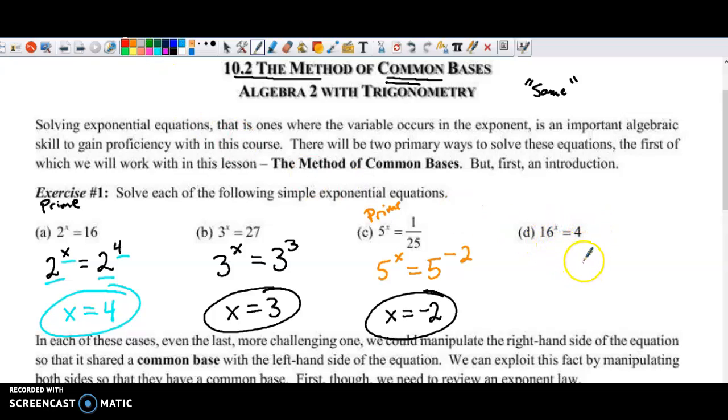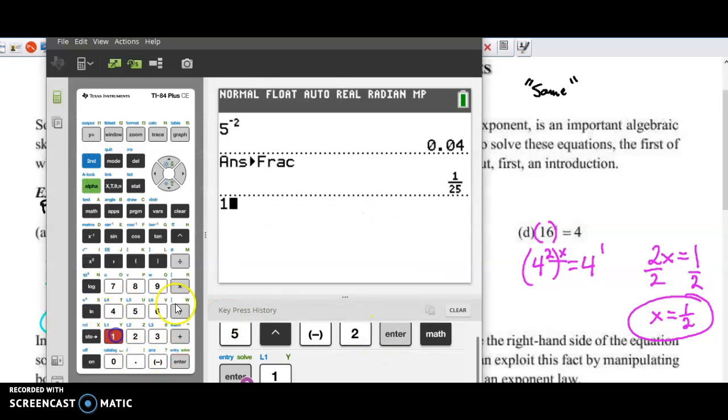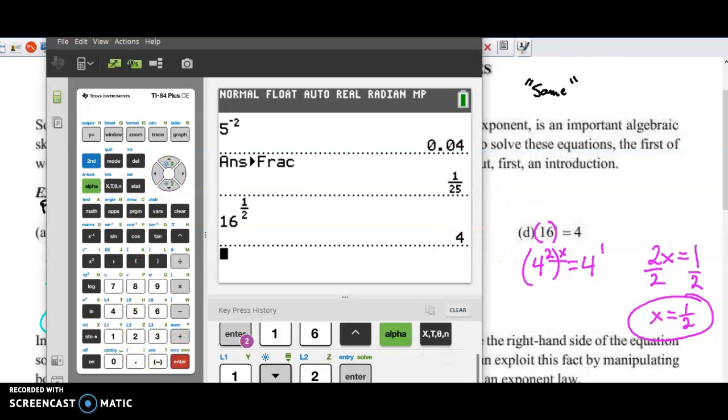Now, 4 is not a prime number, but I'm going to leave it as 4 to the first, because I know that 16 is the same thing as 4 squared. And so the thought process is, okay, a power to a power, you can multiply those exponents. 2x will equal 1, and then you can divide both sides by 2. And you know me, I prefer the fraction answer, x equals 1/2. The reason why that should be helpful is I don't know how many of you would go to a calculator and just guess that 16 to the 1/2 power is equal to 4, but it is.